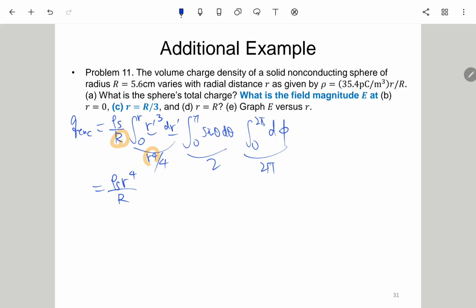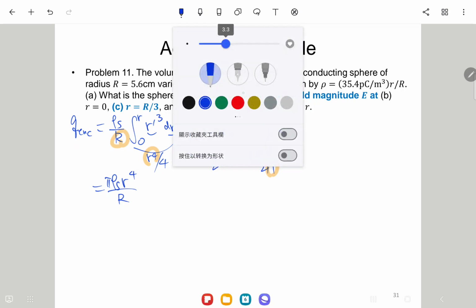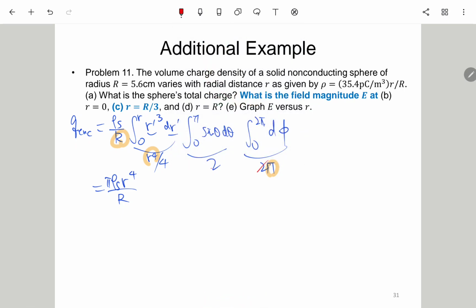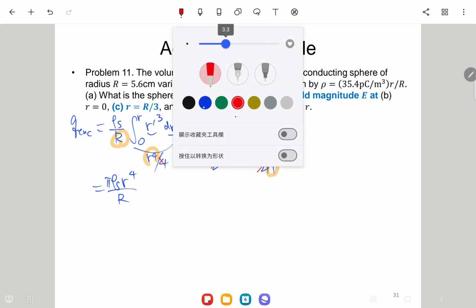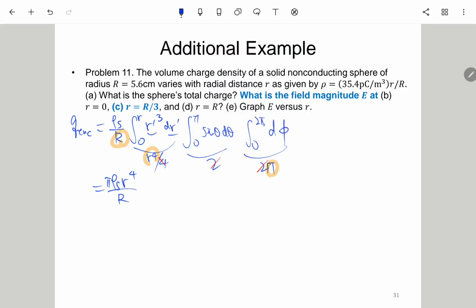Yeah, something like this. We also have a pi here, and then these 2, 2, and 4 cancel each other. Okay, so this is the Q enclosed, a little bit different from question A.